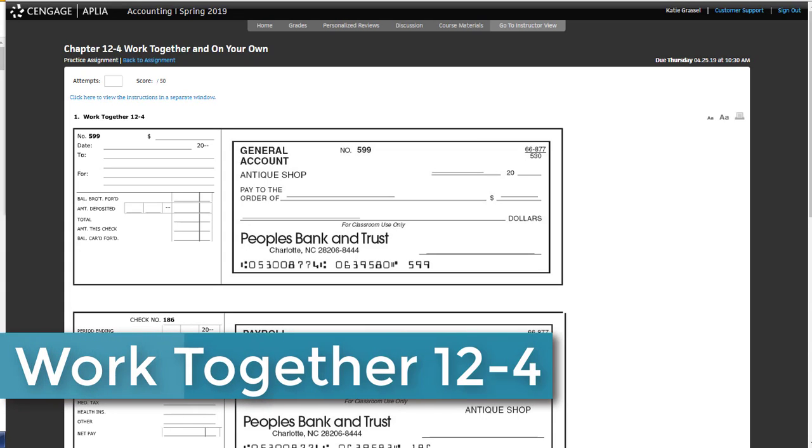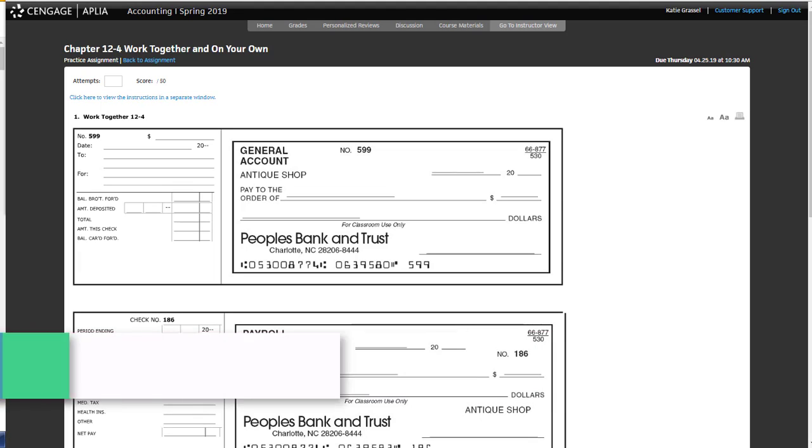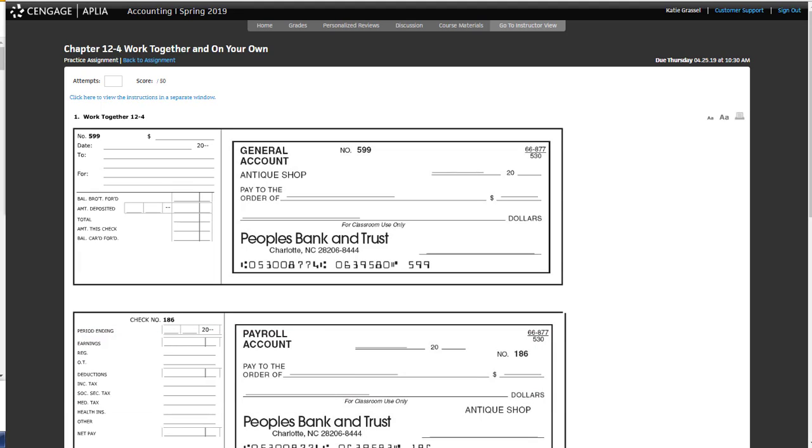So for Work Together, you'll see this very first check on here. Do you see right here where it says general account? This is no different than the types of checks we've done previously, okay? Now, when I look at this check right here, it doesn't say general, it says payroll. That is clue number one that they are different.